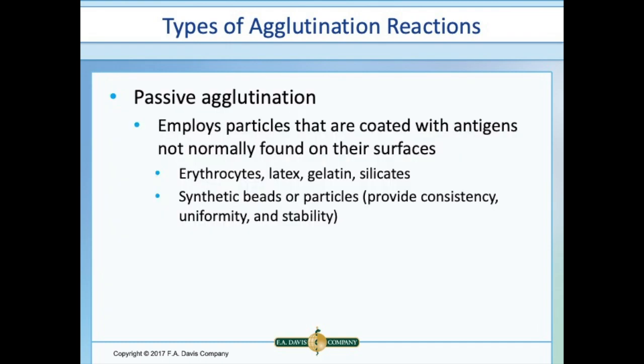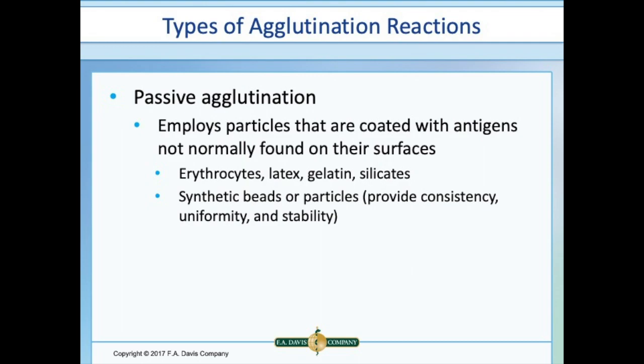Okay, now let's talk about other types of agglutination. So we have the passive agglutination. Passive agglutination is also known as the indirect agglutination because unlike hemagglutination, wherein the antigen is actually found on its surface, in passive agglutination, you will have to utilize indicators. The indicator serves as the particles, because passive agglutination employs particles that are coated with antigen not normally found on their surfaces. So you can use RBC, latex, gelatin, silicates.